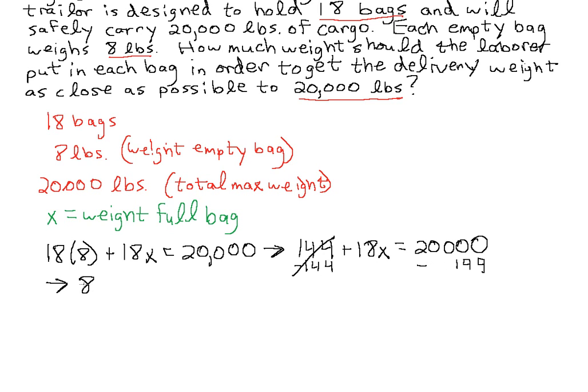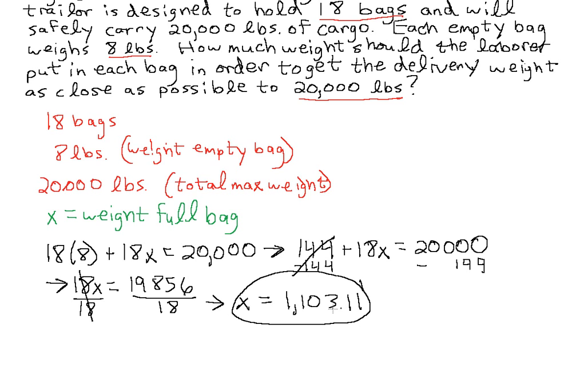This one cancels, so we have 18x on the left side, and on the right side we have 19,856. And all we have left to do is divide by the coefficient to isolate the variable, because that'll cancel with that. And we do the same thing on the right side. That keeps the equation balanced. So we're left with x on the left side, and with a calculator we're just going to approximate this. This is approximately 1,103.11.